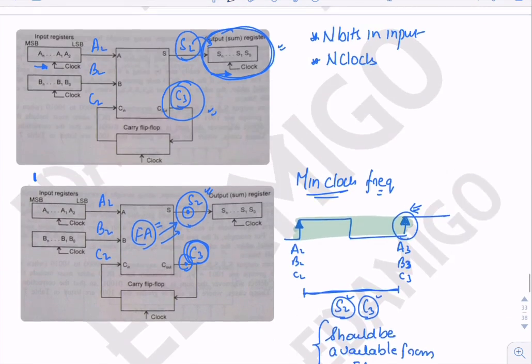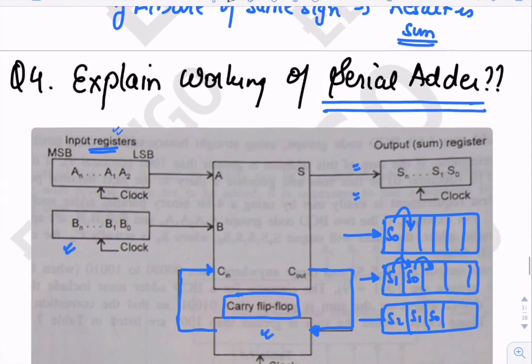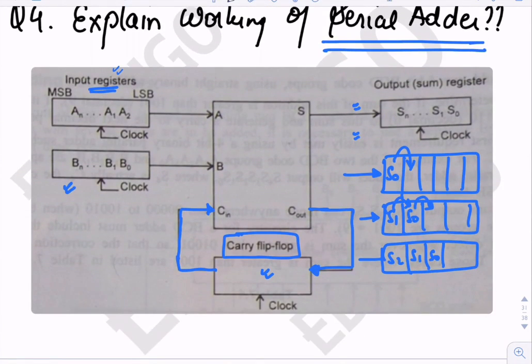This kind of question can be asked in GATE, and we have analyzed the serial adder also. It's a very simple kind of circuit.